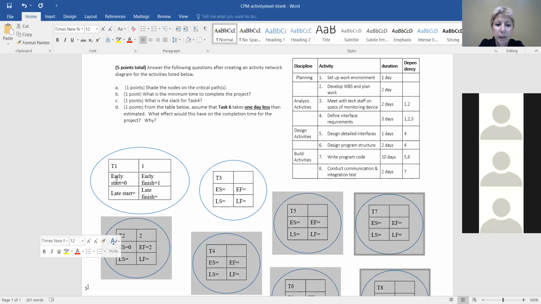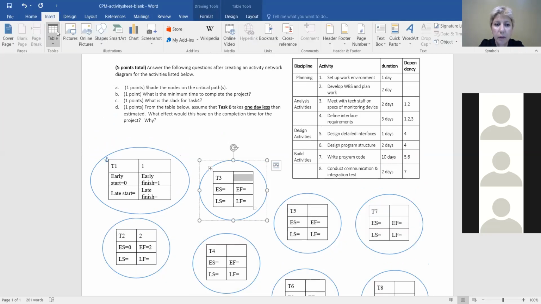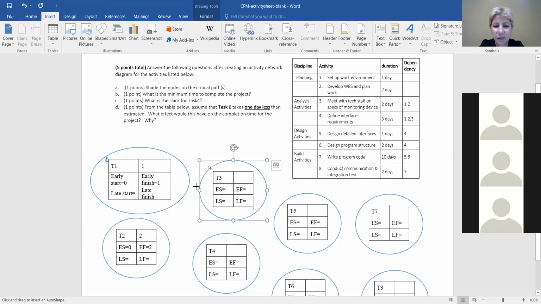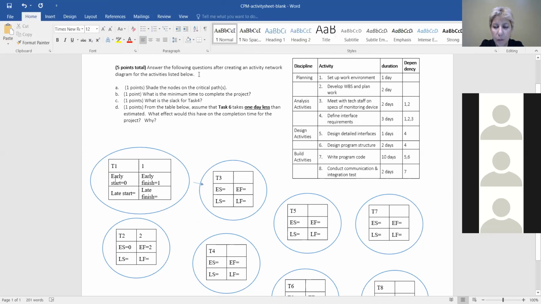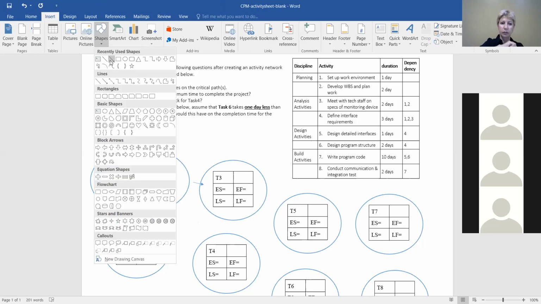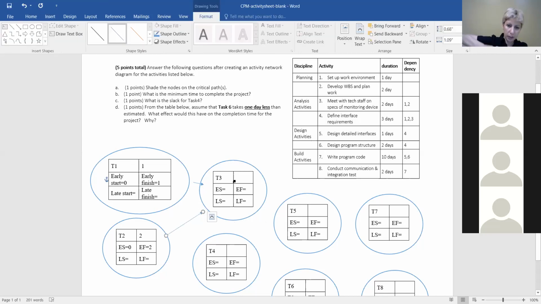So you go up there in insert, menu, insert shapes, you find the arrow. You're moving too fast. And the arrow there. T3 depends on T1 and T2. Yes, needs 2 arrows. Task number 3 depends on 1 and 2. Go ahead, put the duration, Jake, for T3.